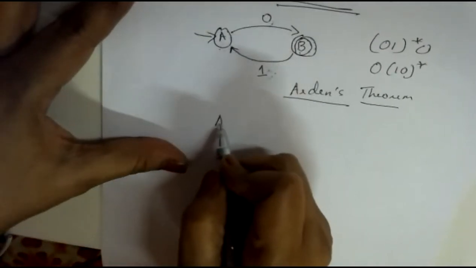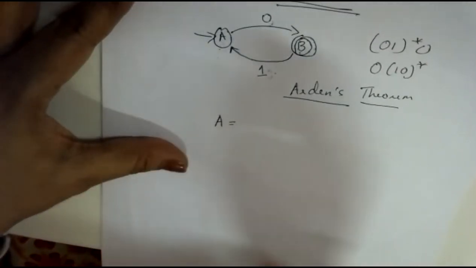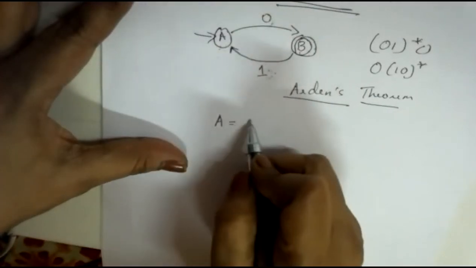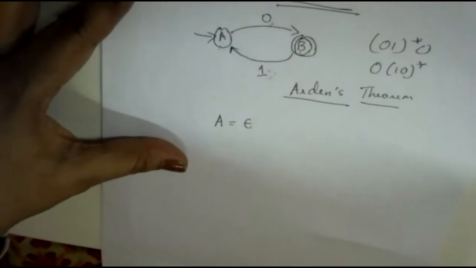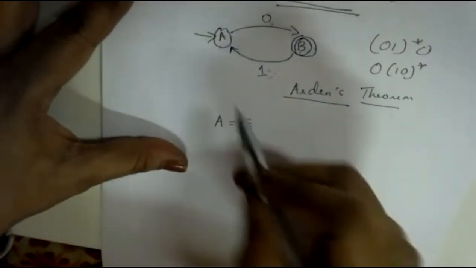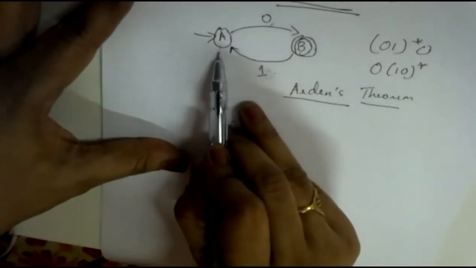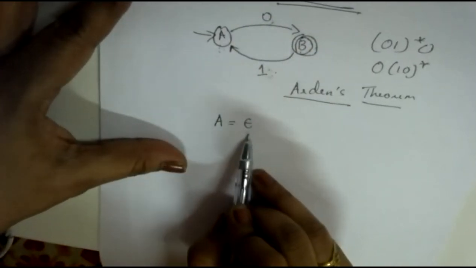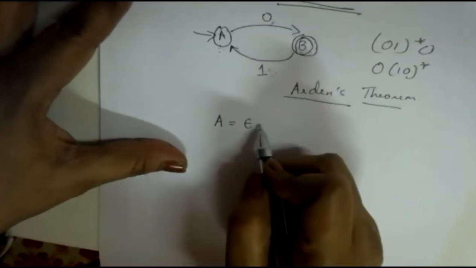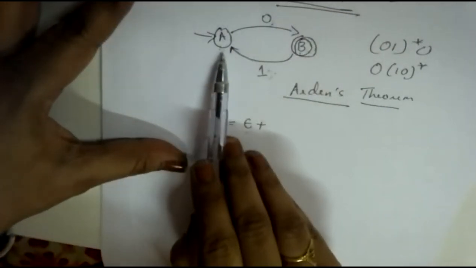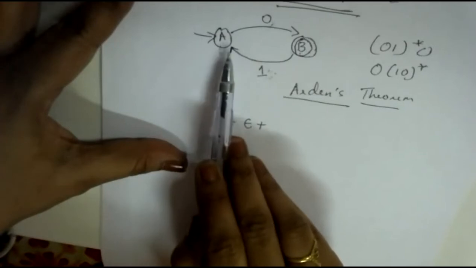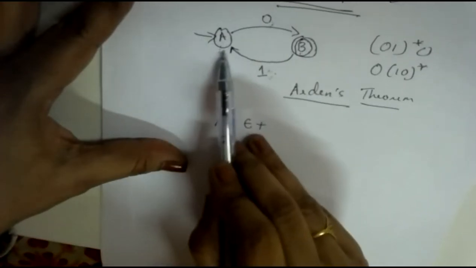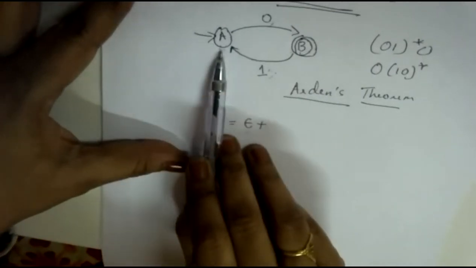Okay, so A equals. This is the start state. Since this is the start state, start with epsilon. Only the start state will have epsilon in its equation; it may be a final state, it may not be a final state. You have to remember this. A equals epsilon plus, check all the incoming arrows on the state.